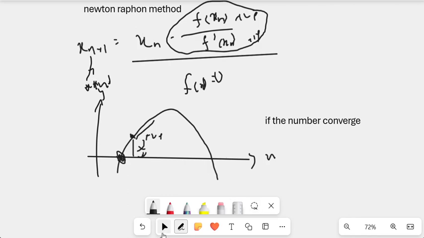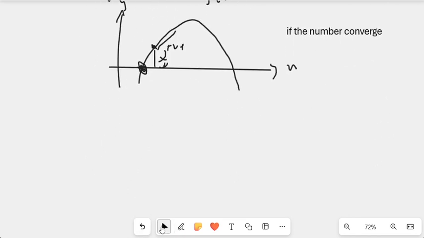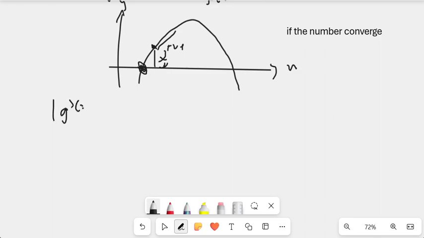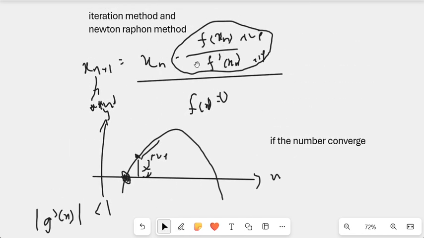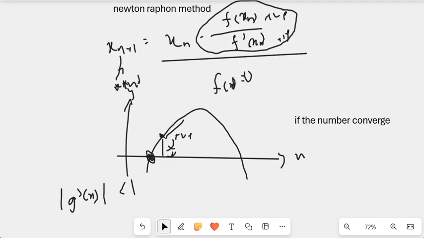You have a barrier for this. The barrier is actually derived from what we usually say: the g prime of x from the iteration method must be less than 1. This is what we said just now. And then you have this expression, which can be expressed as g(x).